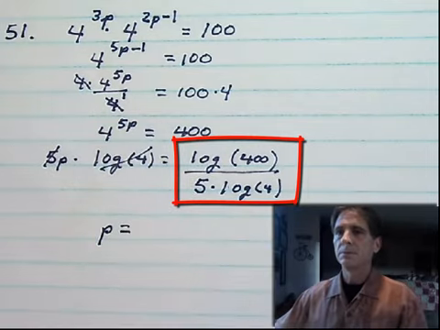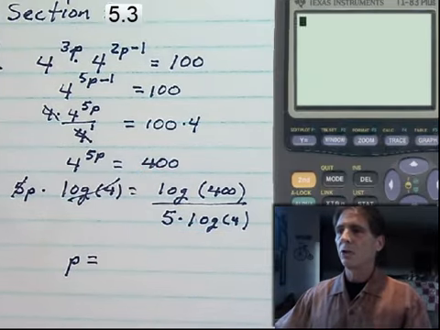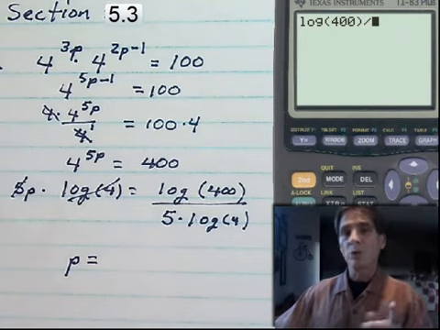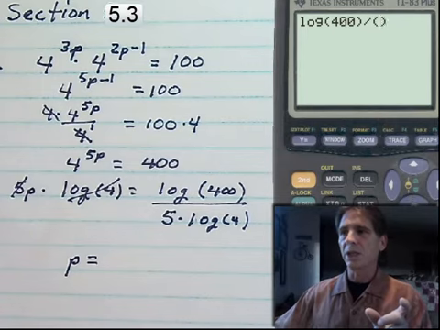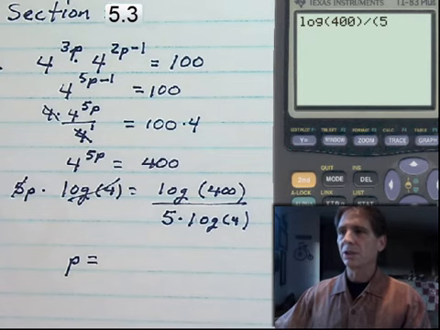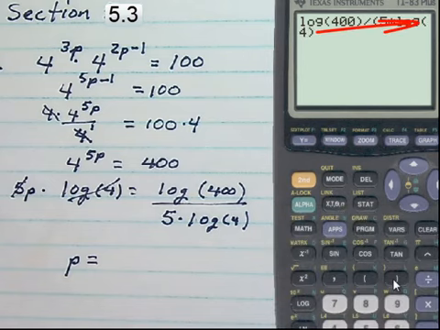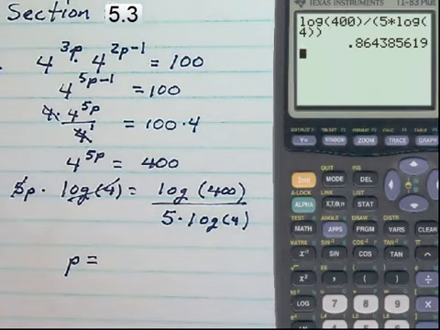Get our calculator. P is equal to log 400 divided by, now we would need the whole denominator in parentheses, so I'm going to put everything in parentheses. I'll actually put the beginning and end there. It looks like it might erase that. Yes, it did. So I'll remember that. Times log of 4. I need parentheses for the log 4 and parentheses for the parentheses that's in front of the 5. And that gives me that value.